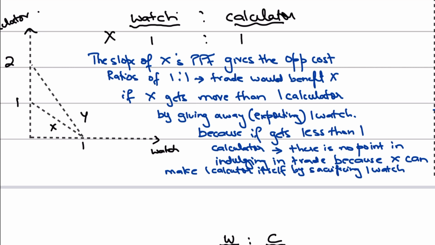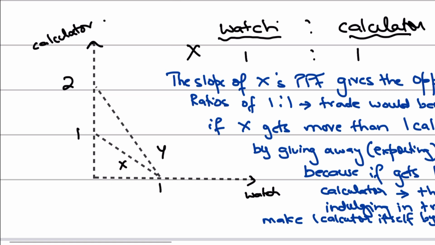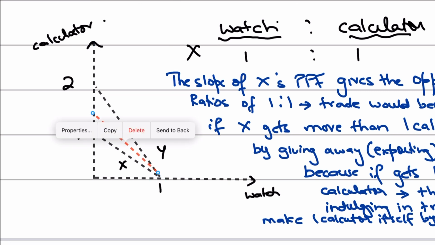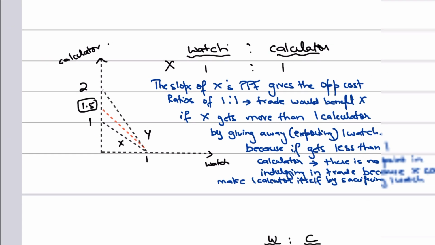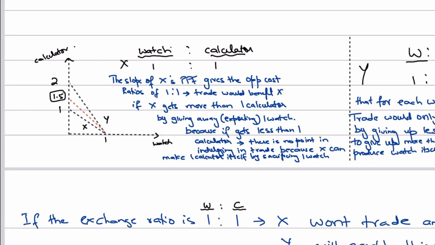So why not X and Y shake hands on a ratio in between, where for each watch they could end up trading, let's say, 1.5 calculators? This would satisfy both, because such a ratio would lie between their opportunity cost ratios. So a trade ratio of 1 to 1.5 would be really beneficial for them, right?